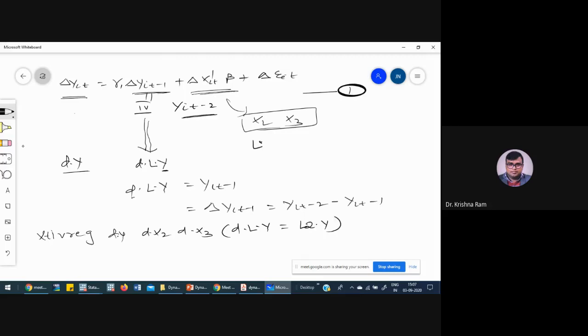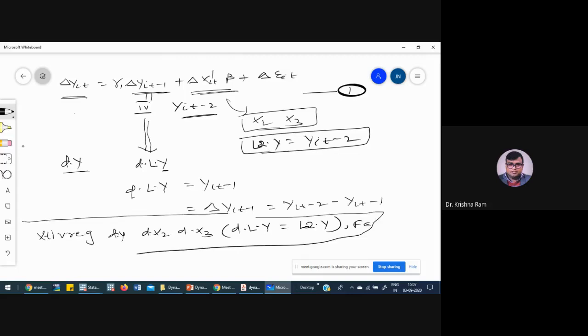When you type L2.y, this gives us y_it minus 2. So this is the second lag of the dependent variable, and then fixed effect. When we type this command into our regression equation, this gives us Anderson-Hsiao estimates of parameters. So let's use this one, assuming that this is our correct regression equation model.